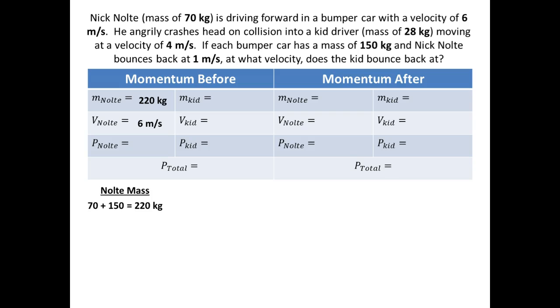I'm going to do the same thing with the kid's mass. The kid has a mass of 28 kilograms. The bumper car has a mass of 150 kilograms. So I'm going to add them together. 28 plus 150 equals 178 kilograms.